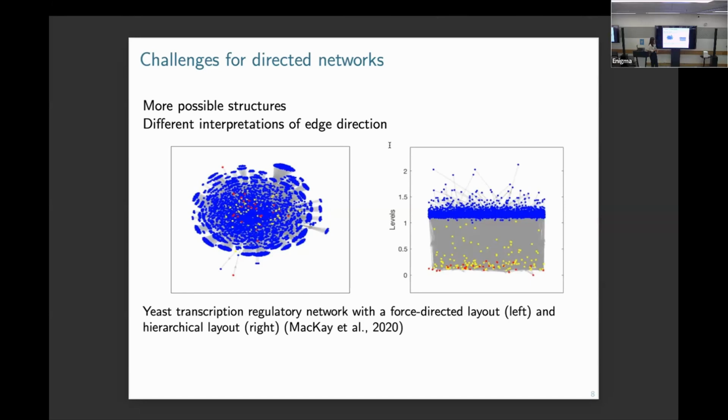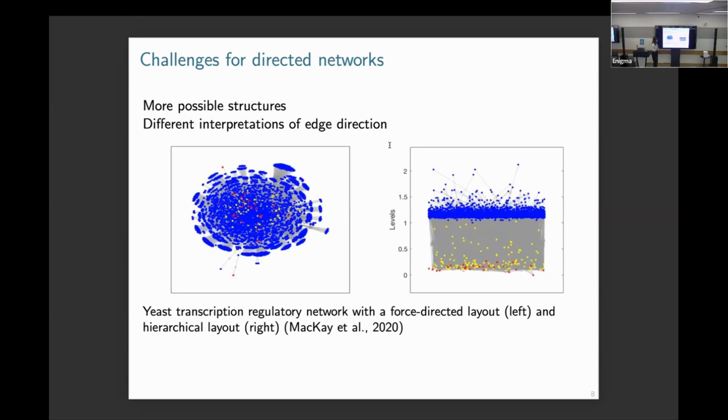So this is the same data visualized by two types of algorithm. This is the yeast transcription regulatory network, where there will be an edge from node I to node J if I regulates J. The blue ones are regulated, and the red are regulating genes, and the yellow ones play both roles.